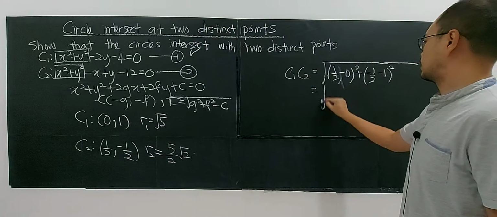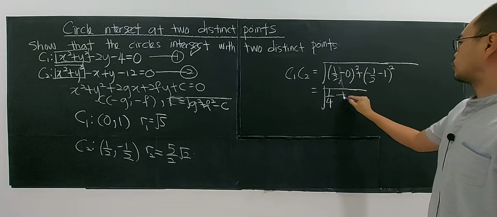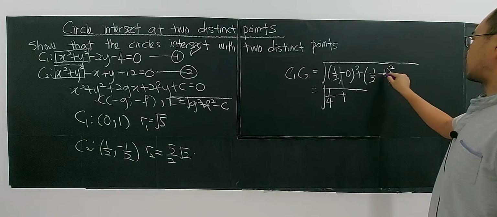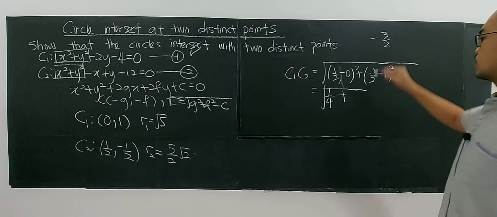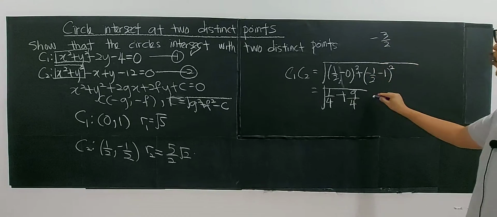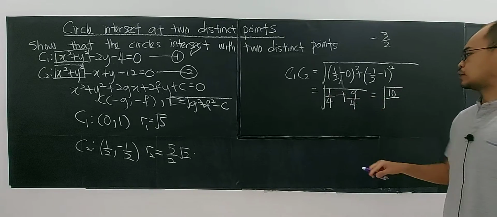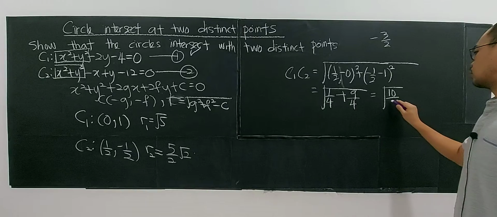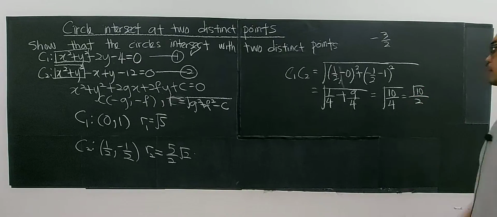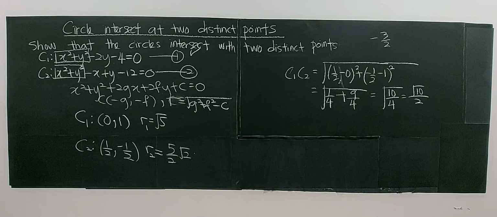For the first part I was getting 1 over 4, and for this I was getting negative 1 over 2, and negative 1 over 2 minus 1 gives negative 3 over 2. Squared, that gives 9 over 4. So 9 plus 1 gives 10 over 4, and the square root of 10 over 4 gives the square root of 10 over 2. So this is the distance between the two centers.